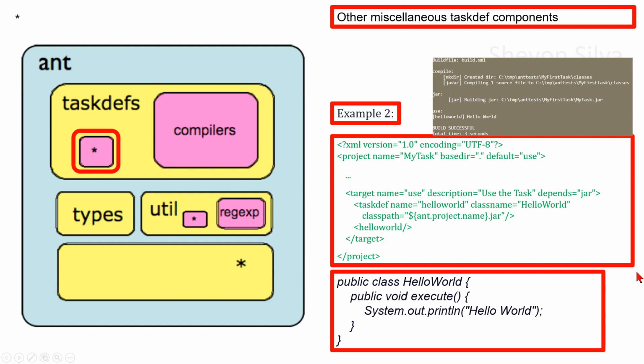But after creating the jar, we want to use our new task. Therefore we need a new target, use. Before we can use our new task, we have to declare it with taskdef, and for an easier process we change the default attribute.